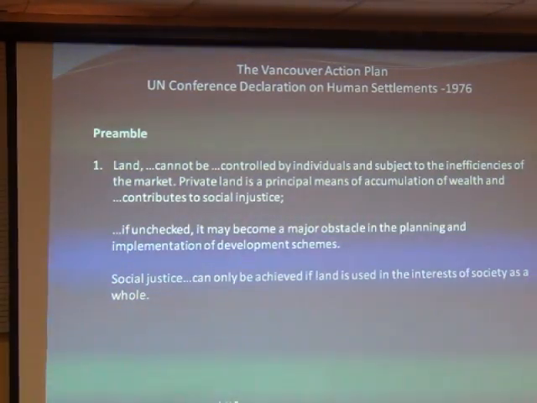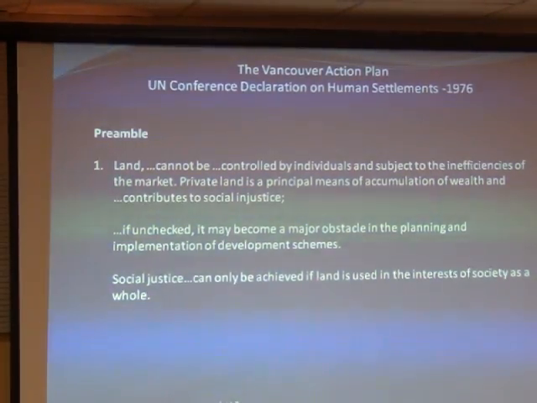Think what I just said. Private property contributes to social injustice. If unchecked, if you're allowed to have your private property any old way you want, it may become a major obstacle in the planning and implementation of development schemes. Okay? Social justice can only be achieved if land is used in the interests of society as a whole.